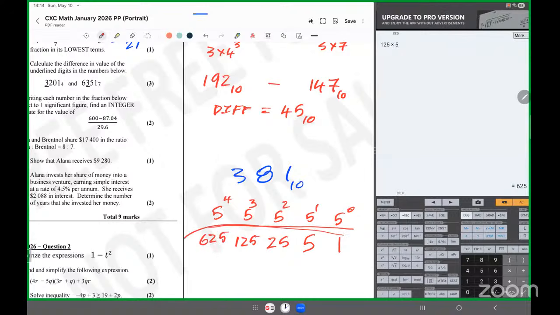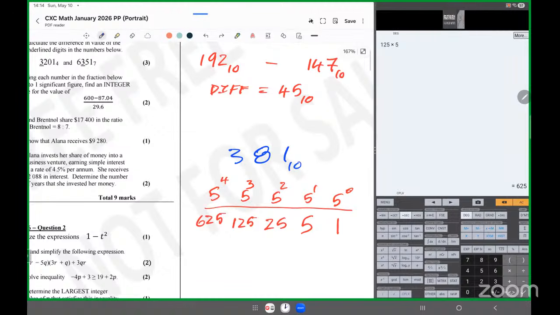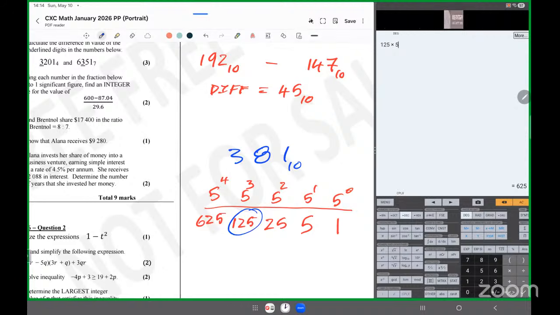You're trying to use these numbers to make up this 381. That's in base 10. Remember, you can use each of those place values only 4 times, 0 to 4. You want to see how many multiples of it you're using. So this one is out, because the number that you're trying to make up is less than the 625. So you're not going to use the 625. So this place value is not going to be used at all. So the next place value that you can use is the 125.